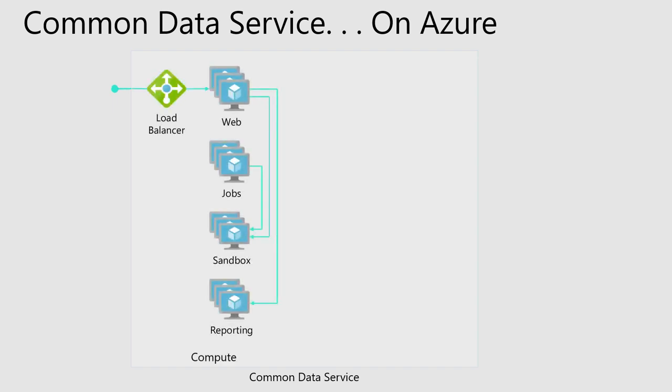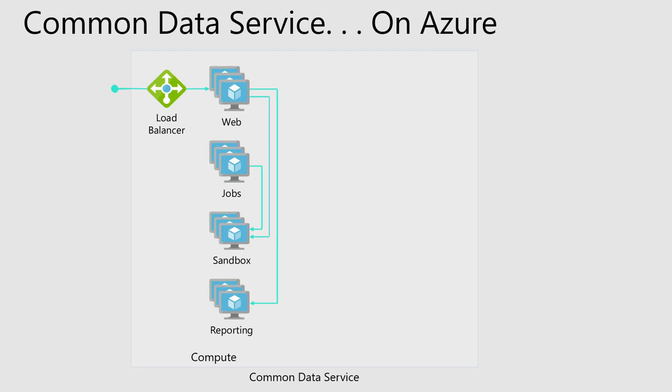The first thing that we have is our compute tier. There's a load balancer that routes traffic to our web servers, and then that bounces things to our sandbox servers and our reporting servers. You can think of our web servers as handling our API requests as well as serving up model-driven applications. At the bottom of the screen, we have our reporting servers, which run SQL Server Reporting Services for paginated reports. We then have our sandbox servers, which run custom code in a secure manner. We'll talk more about that later.